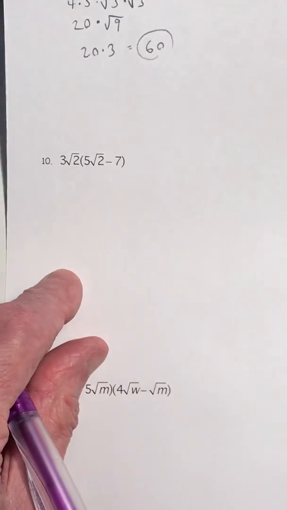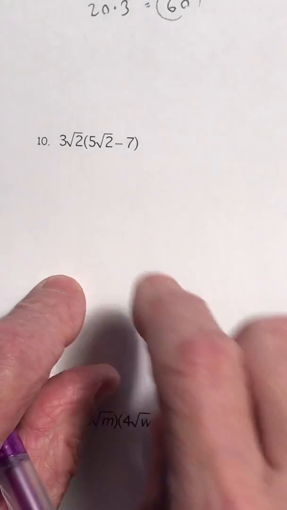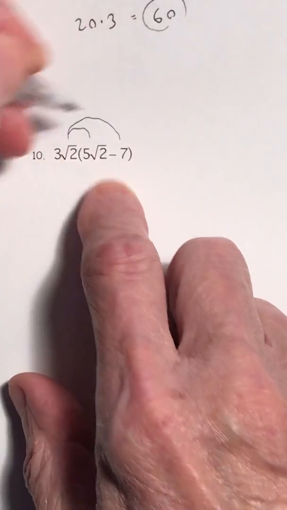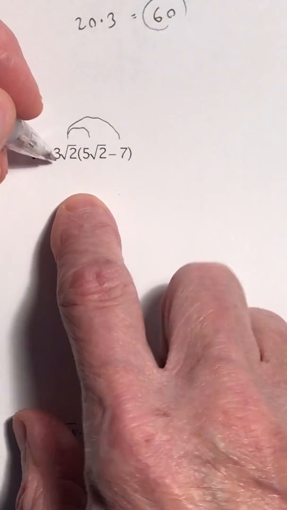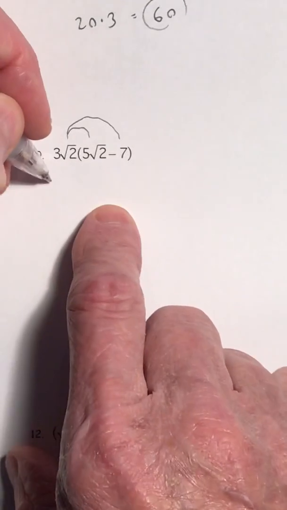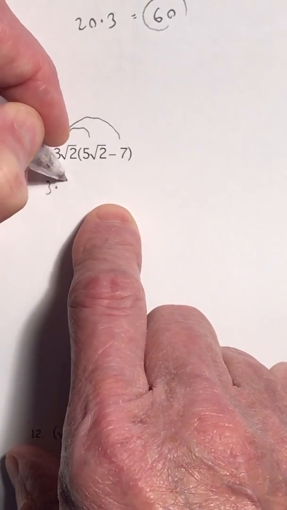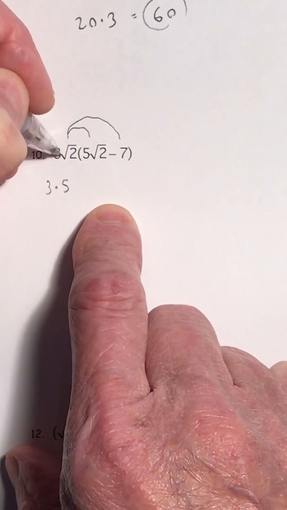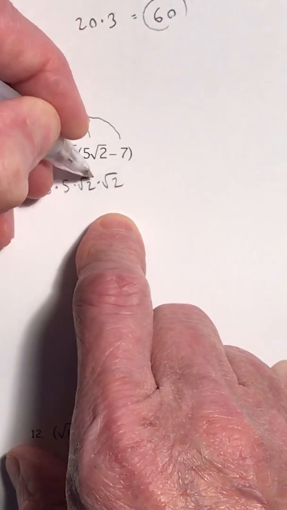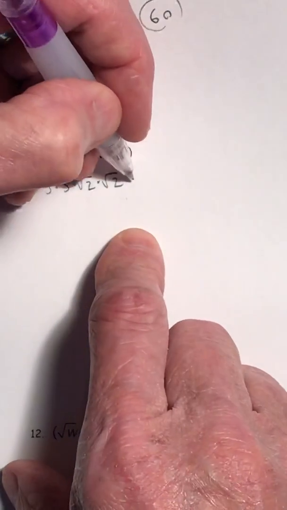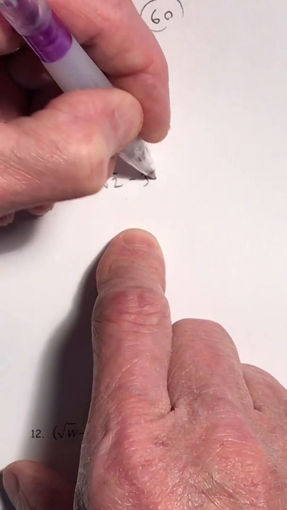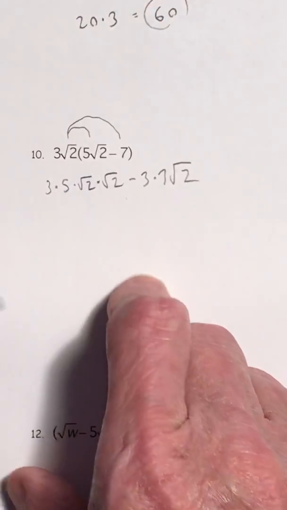Number 10, we start using a little distributive property here. It's this times that minus this times that. So I'm going to write this times that in the order that makes it less cumbersome. 3 times 5 times square root of 2 times square root of 2. And then minus 3 root 2 times 7. I'm just going to write 3 times 7 times square root of 2.